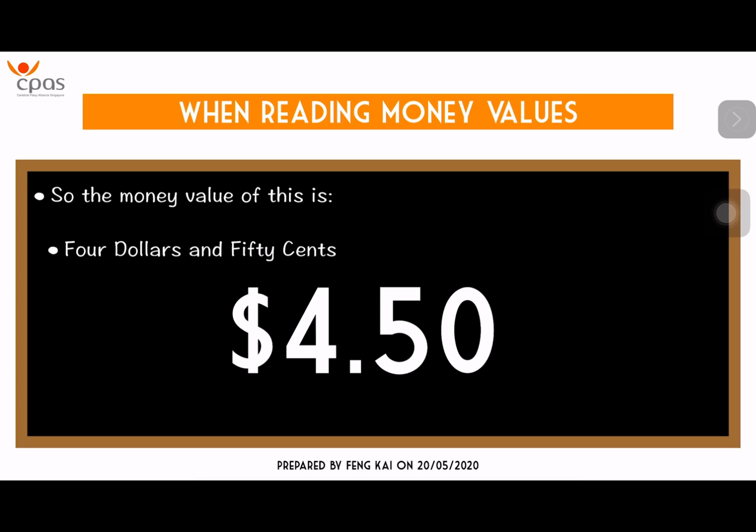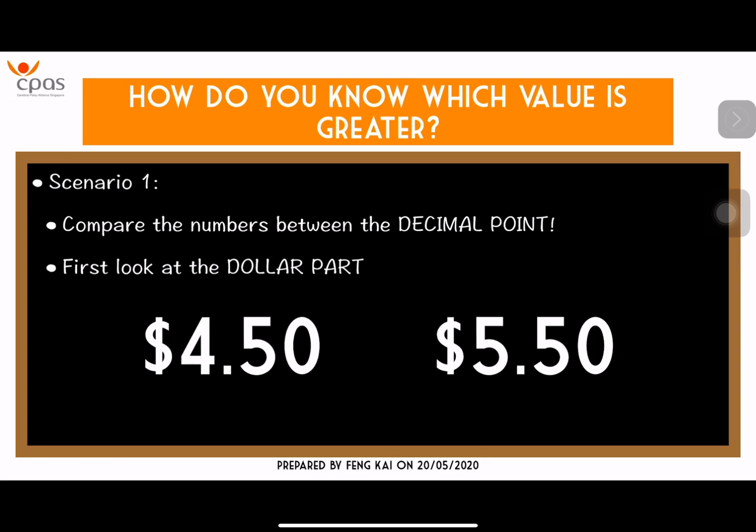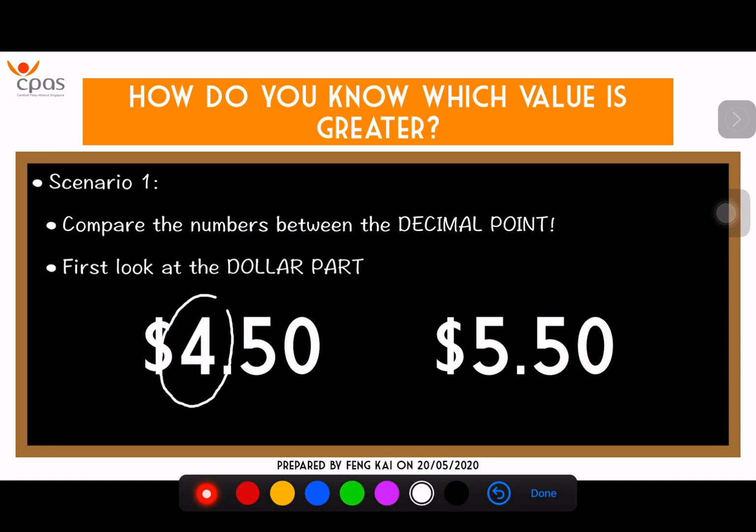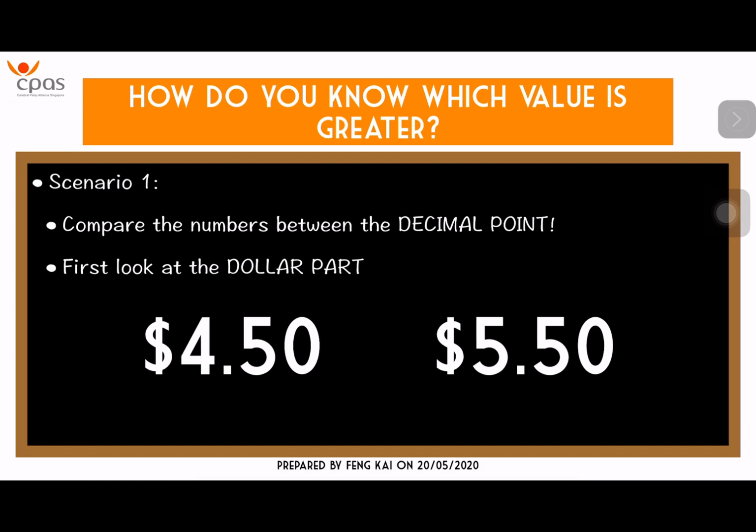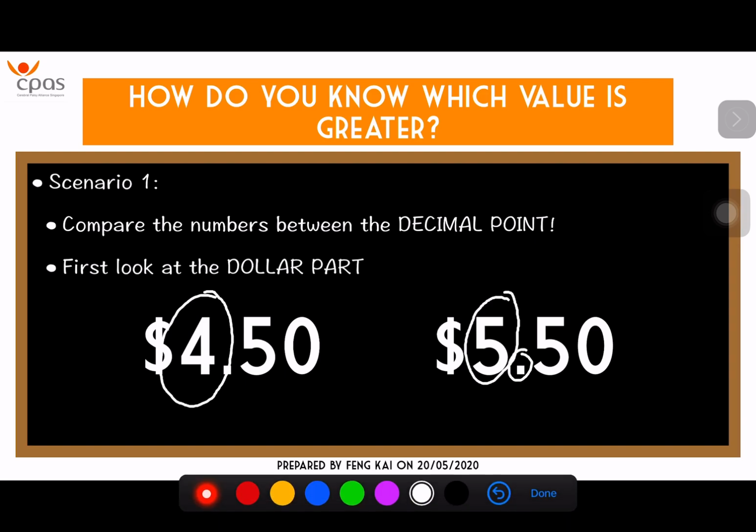Now let's look at the scenario when you want to compare which value is greater. There are 2 different scenarios we will cover here today. First, if you look at these 2 values over here, the first thing you must do is always compare the numbers on the left of the decimal points. So we'll look at the dollar portion here. Where is the dollar portion? We talked about it. In this case, these are the 2 dollar portions, on the left hand side of the decimal point.